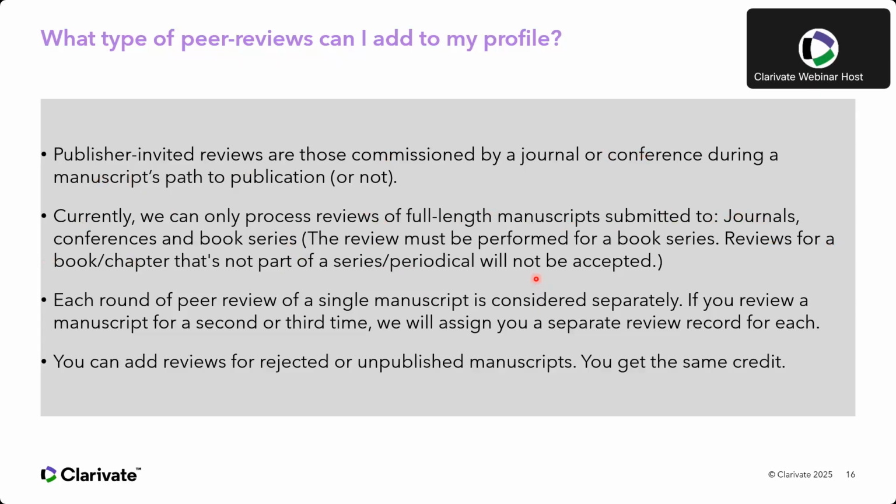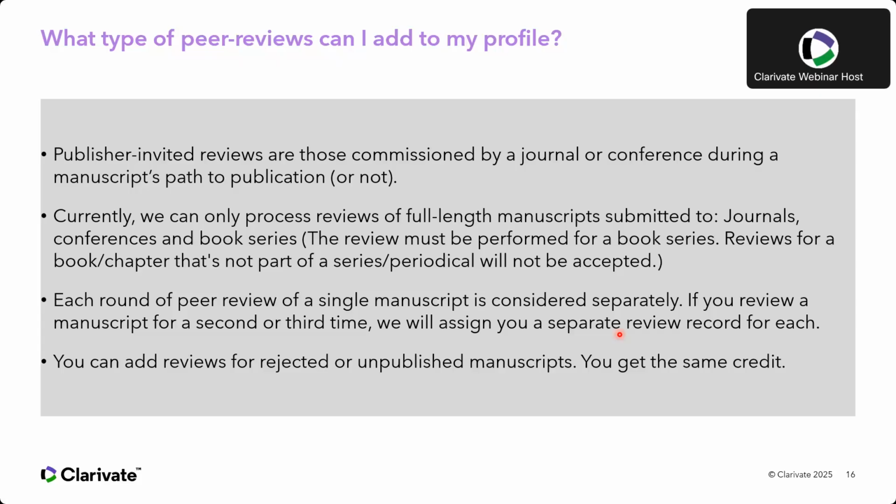And now what's also interesting is that in the Web of Science, each round of peer review of a single manuscript is considered separately. So if you review a manuscript for a second or third time, we'll assign a separate review record for each review. And you can also add reviews for rejected or unpublished manuscript. You get the same credit. You don't have to add only reviews for manuscripts that have been published or accepted for publication. If they've been rejected or unpublished for any reason, you can still add the peer reviews to your profile.